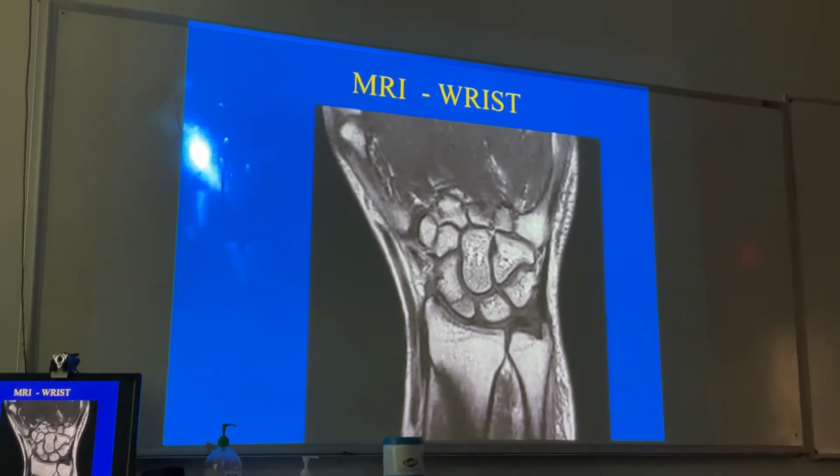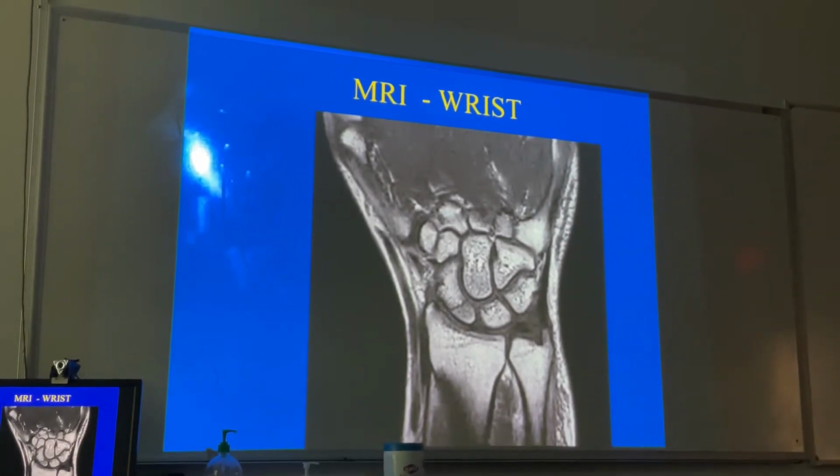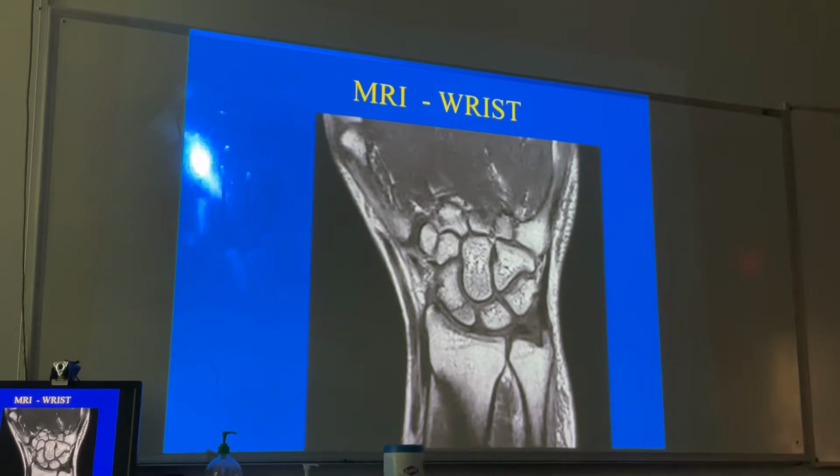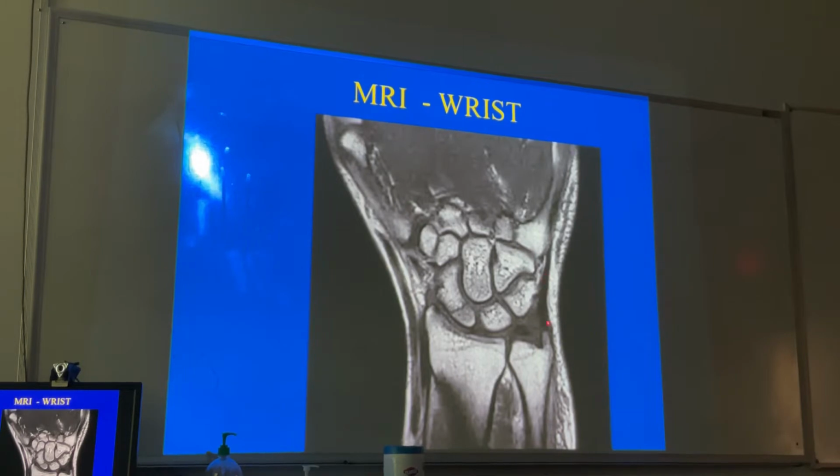That's what it looks like on an MRI, okay? We'll develop that pattern. These are tendons, okay? So the detail is more intense. That's a scaphoid fracture. That's a dark signal intensity that shouldn't be there, all right?